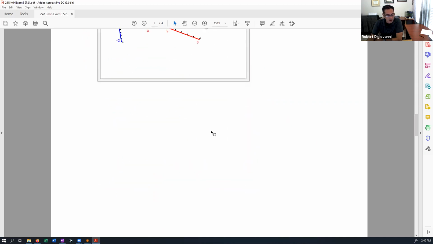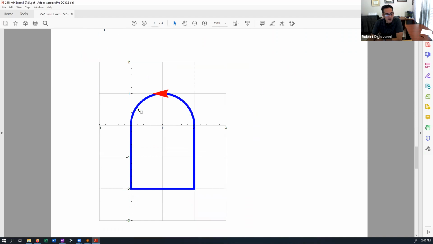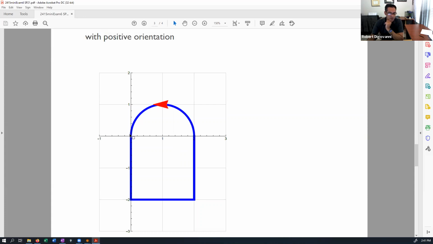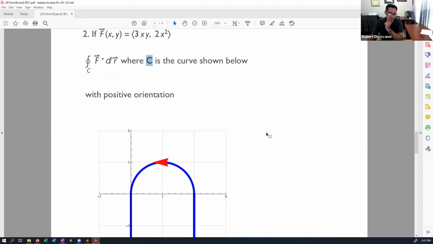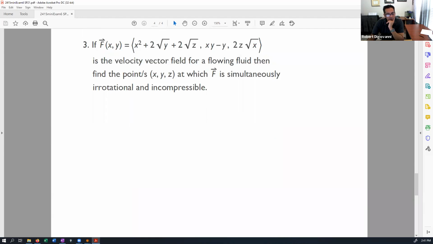Okay, now, next part, find this work integral over C, where C is this curve. A closed curve, right? This is a semicircle right here. It's a half circle. You can do this now. The last one, if this is a vector field, by the way, I'm missing a Z right there. That should be f of x, y, z. You can find this part irrotational, but you can't do the incompressible yet.